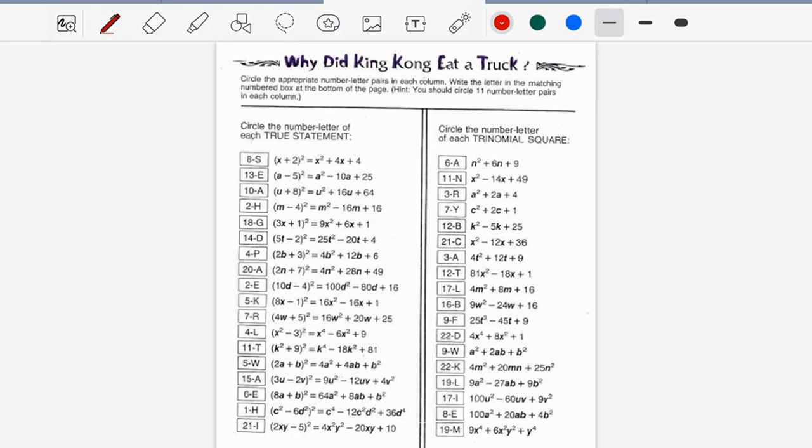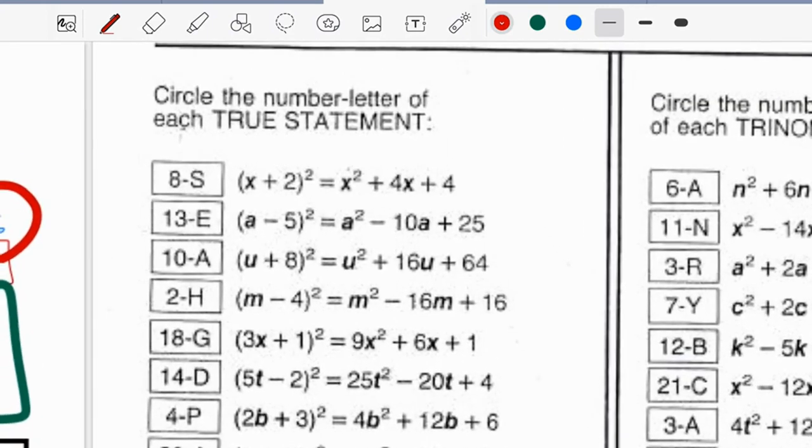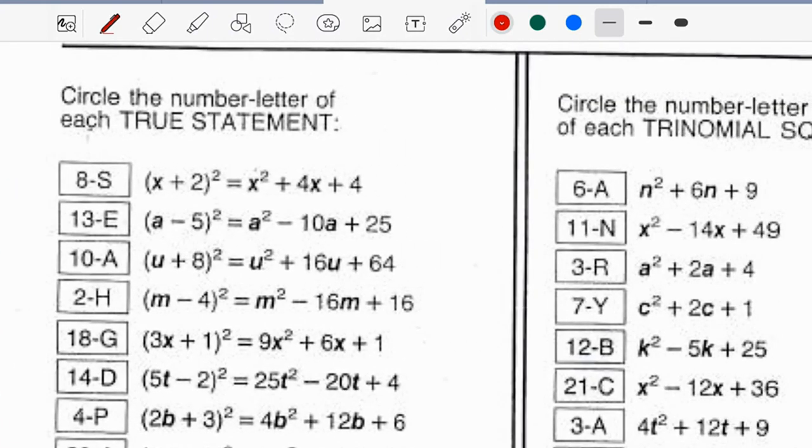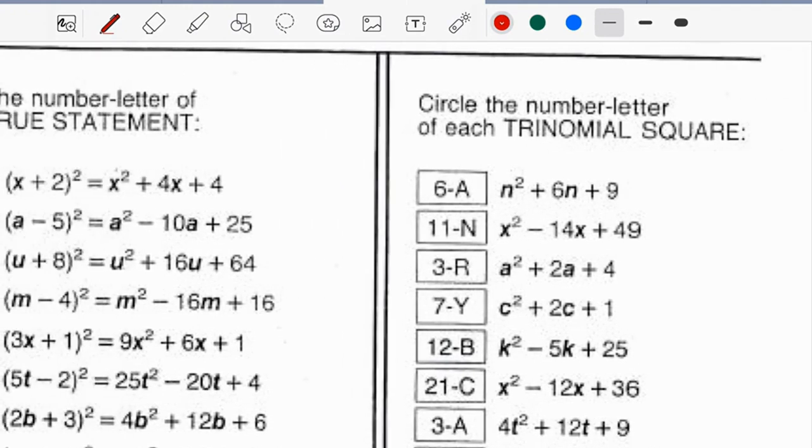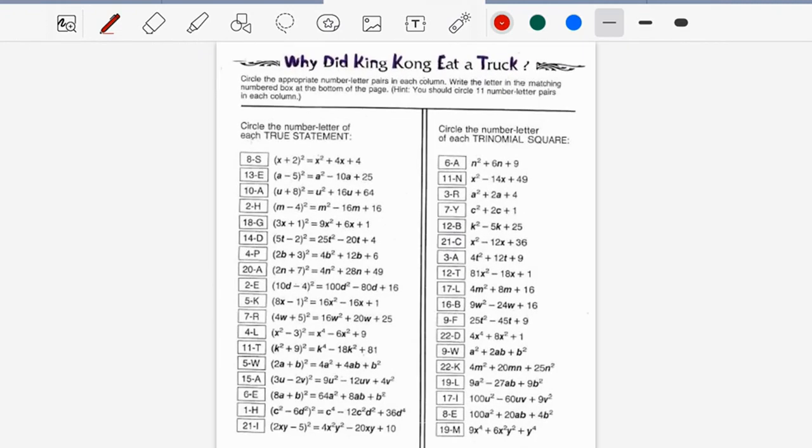For homework practice before the end of the period, we've got the riddle, why did King Kong eat a truck? You're trying to figure out which statements are true over here. And over here, we're just trying to figure out if we've got PSTs. They called it a trinomial square. I called them a perfect square trinomial. Same thing. All right. Keep up the good work.